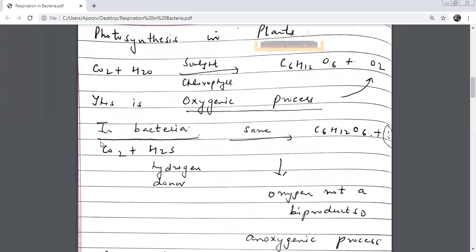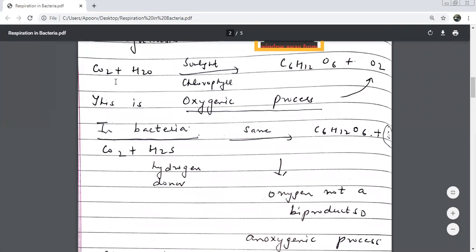See the difference? CO2 is same. Here water is not there, beta. In place of water, we have H2S. Okay, clear everybody? We do not have water. What is present over here is H2S. Over here, the hydrogen donor was water. But over here, the hydrogen donor is not water, it is H2S. बाकी conditions बिल्कुल same रहेंगी. We have sunlight, we have bacteriochlorophyll, we get glucose and we get sulfur as a byproduct.